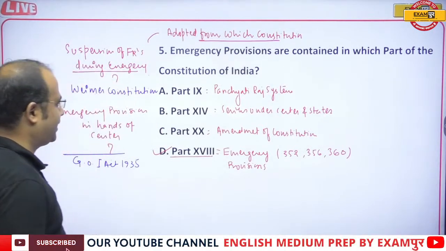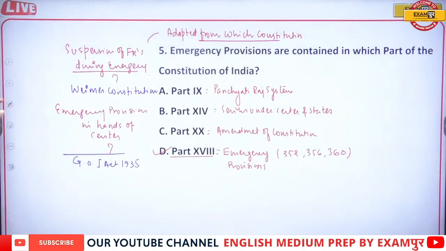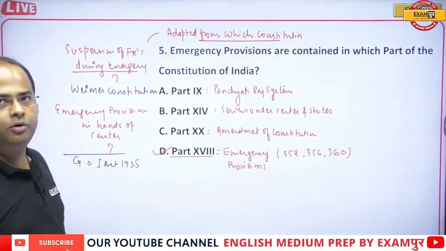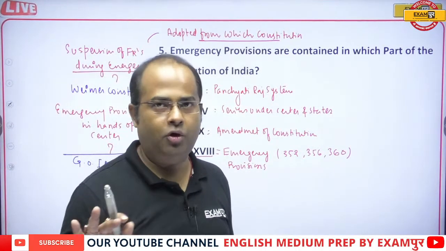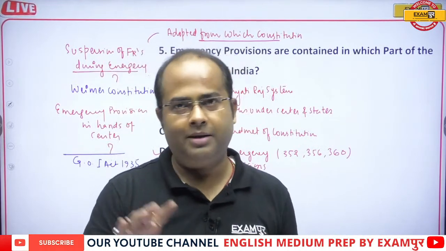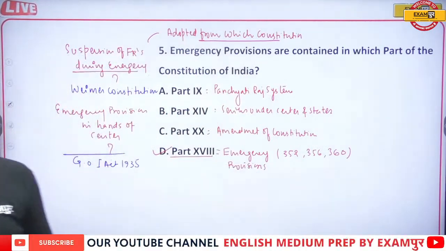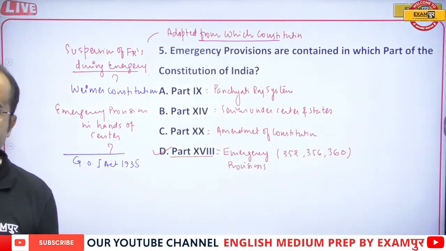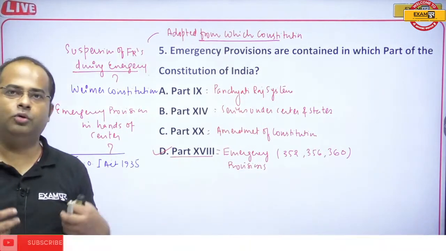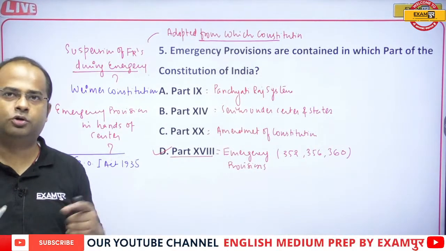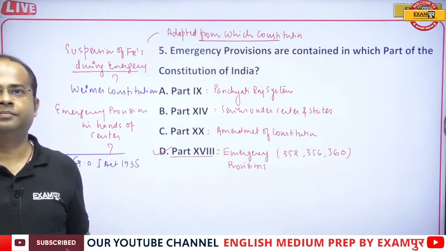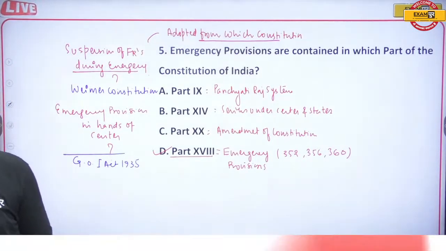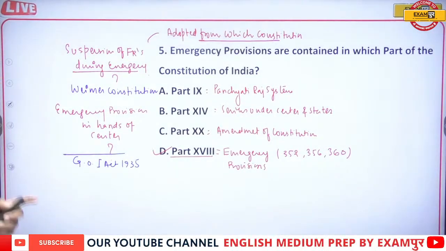Therefore, the correct answer will be Part 18, that is the emergency provisions. Very good, guys. I can well understand that the concepts are good, and once you go in the exam, you can have a blast, in fact. We are finding that they will definitely change the level of the question and give more conceptual questions in every subject to eliminate the horses for the main exam or Tier 2 exam. So the correct answer will be, guys, option D, that is Part 18.